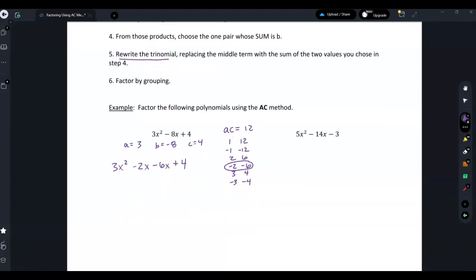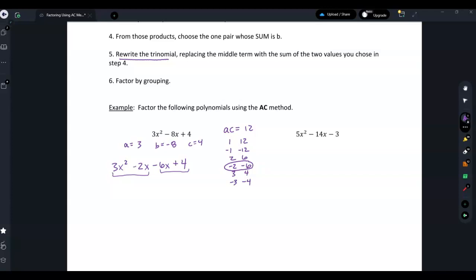All I've done with these first 5 steps is rewrite a polynomial with 3 terms to now be a polynomial with 4 terms. Now, why in the world would I do that? Why would I want my polynomial to have 4 terms? Well, because I know from previous work that if it has 4 terms, we can typically factor by grouping. So that's what we're going to do. That's the last step: now that it has 4 terms, let's factor by grouping.